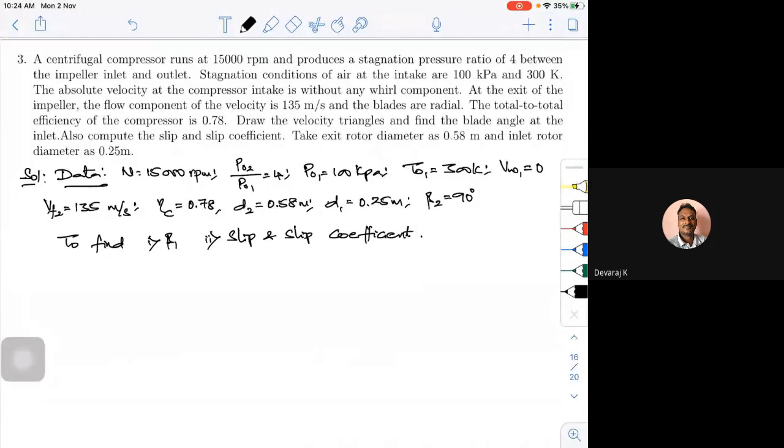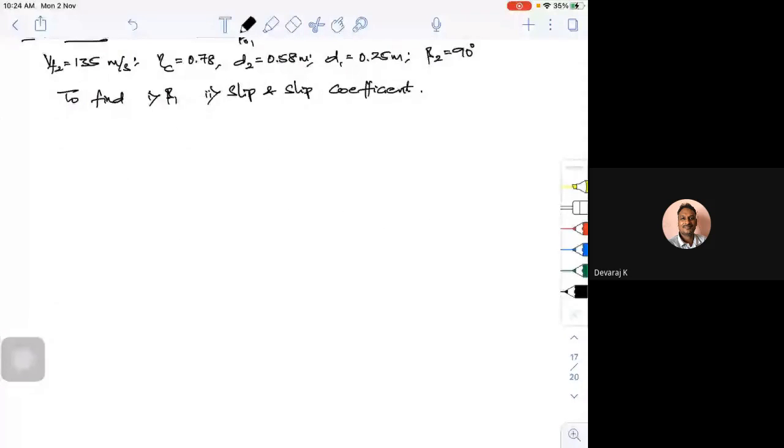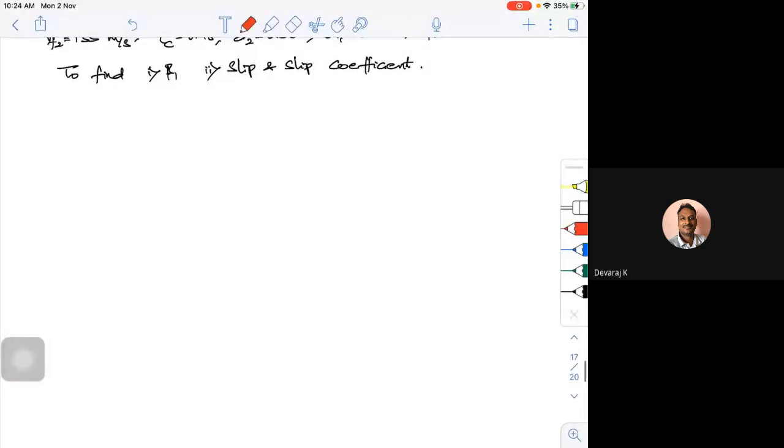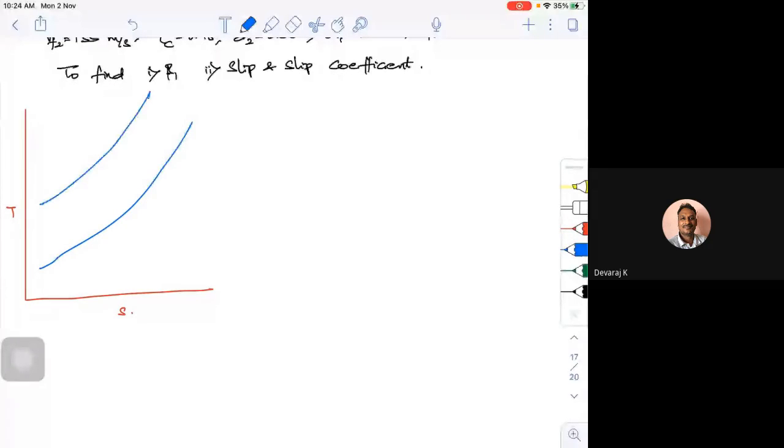So here also let me try to draw the velocity triangle. The velocity triangle is very similar to what I drew for the first problem, and I also need to draw the HS diagram or TS diagram. Let me draw it again. So your TS diagram looks something like this. I have my temperature and entropy. The pressure curves would be going something like this. They are not parallel, but divergent.